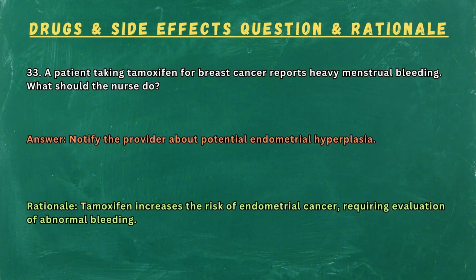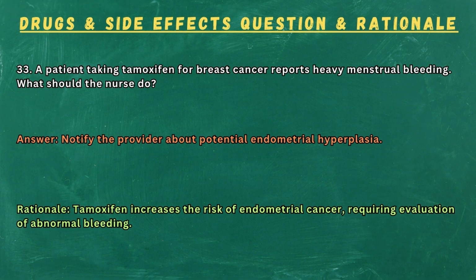33rd, a patient taking tamoxifen for breast cancer reports heavy menstrual bleeding. What should the nurse do? Answer: notify the provider about potential endometrial hyperplasia. Rationale: tamoxifen increases the risk of endometrial cancer, requiring evaluation of abnormal bleeding.